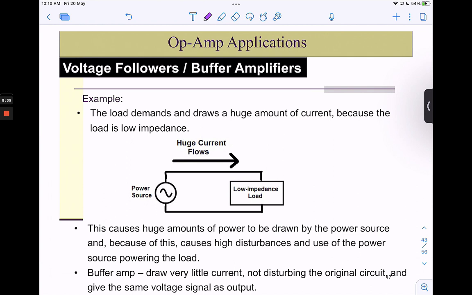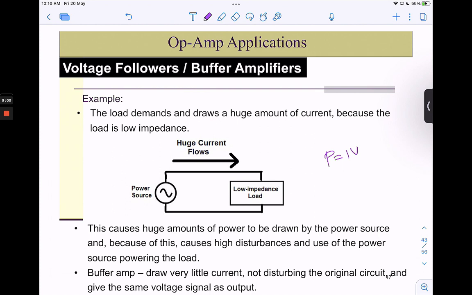So we know that P equals IV. So when we have a large current, then we have large power drawn by the circuit, which affects the measurement and causes high disturbances to the circuit.